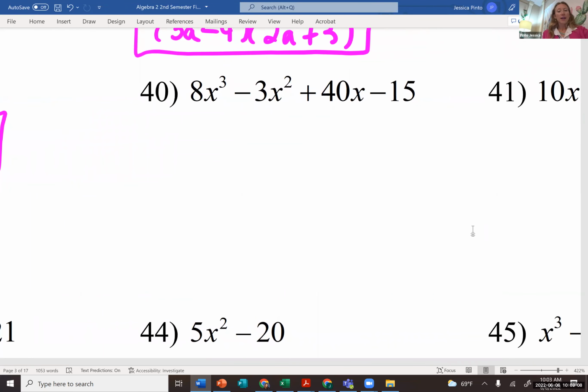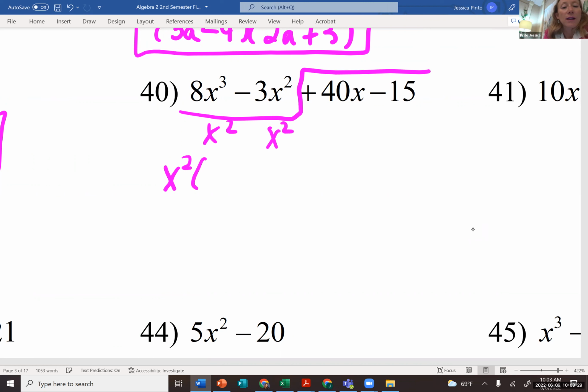Okay, 40. As I look at this problem, I count up 1, 2, 3, 4 terms. That just means I don't have to make a chart. I just jump right into drawing the fence. Looking at these first two, 8 and 3 are relatively prime, but they both have x squared. So I'm going to divide by x squared. And that's going to leave me with 8x minus 3.